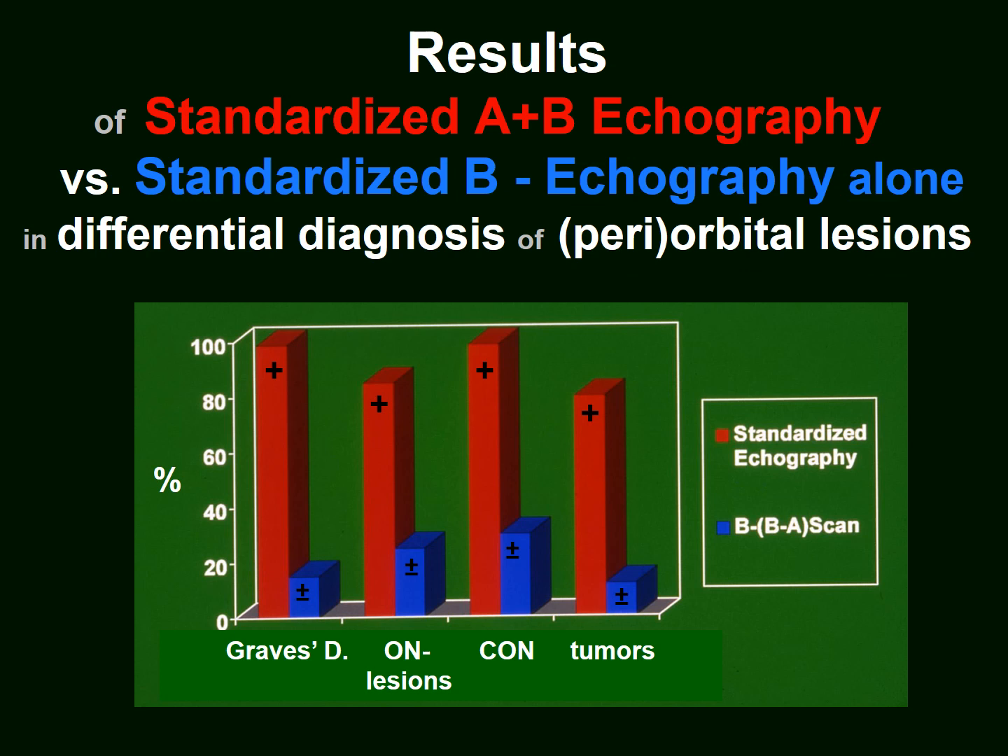And in the orbit, even more pronounced differences. Graves' orbitopathy, for instance. B scan soft, and in a small amount of the cases, A scan strong, hard, 99%. Optic nerve lesions, optic nerve compression, and tumors of different kinds. That's why we use standardized echography.